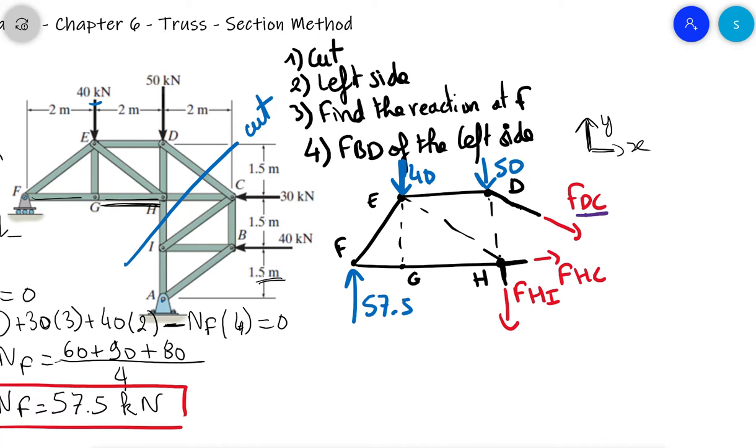So we will use the moment about the point where the two other unknown forces meet. At the point H, FHC and FHI meet at H. So we will use this equation, sum of the moment about H is equal to 0. So we need all the vertical dimensions from H. We need these dimensions for 40, that is 2 meters. We need these dimensions, that is 4 meters.